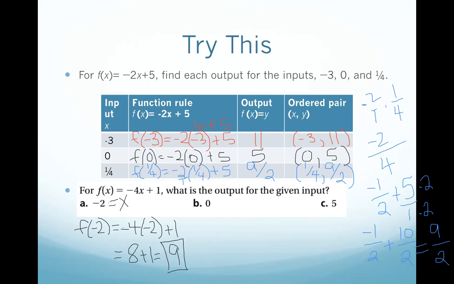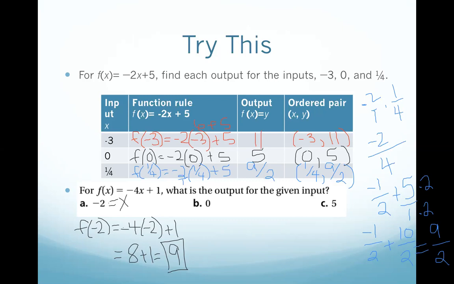This time it didn't ask for an ordered pair, just the output value. And so our answer here is 9. If you put it as an ordered pair, that's absolutely fine, but just recognize the difference. If I'm asking for the ordered pair, it has both the input and output value. If I'm asking just for the output value, that's just one number, and it's just going to be your y value or your f of x value.